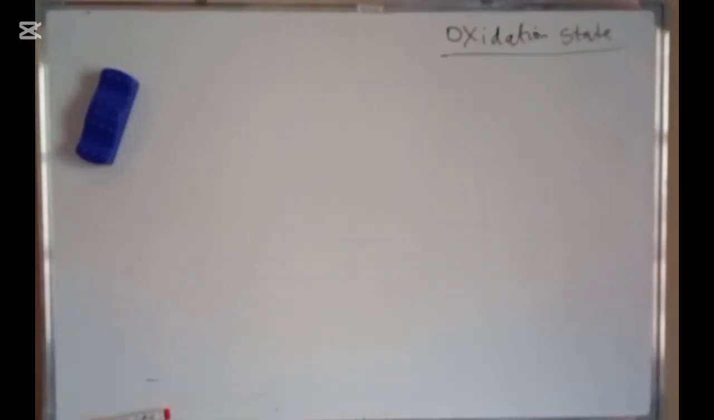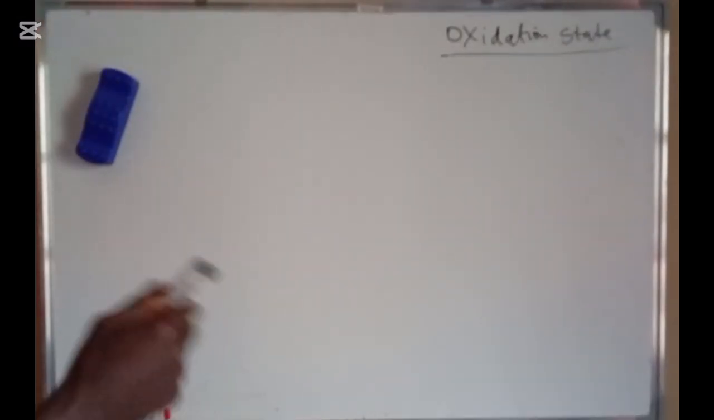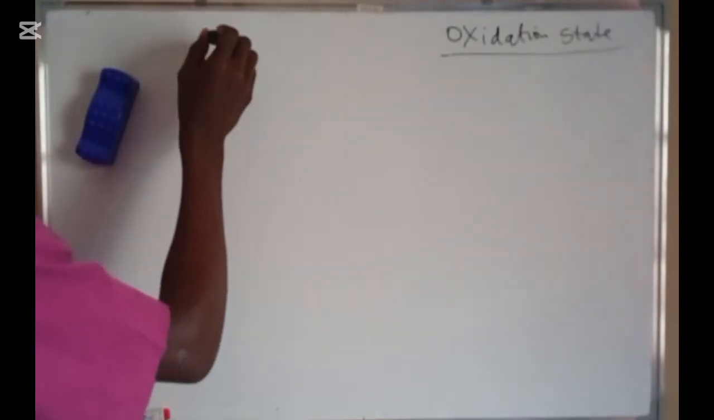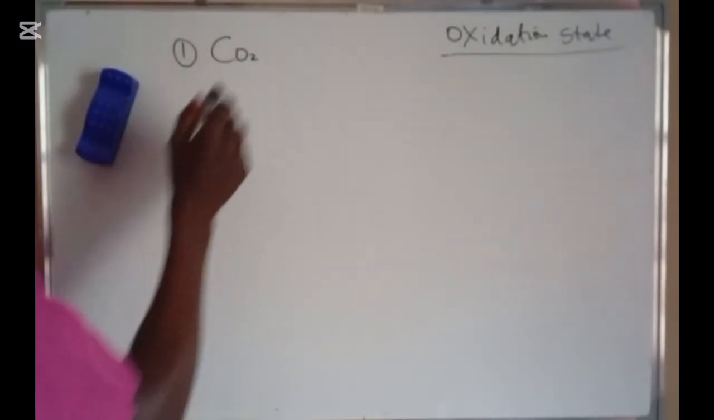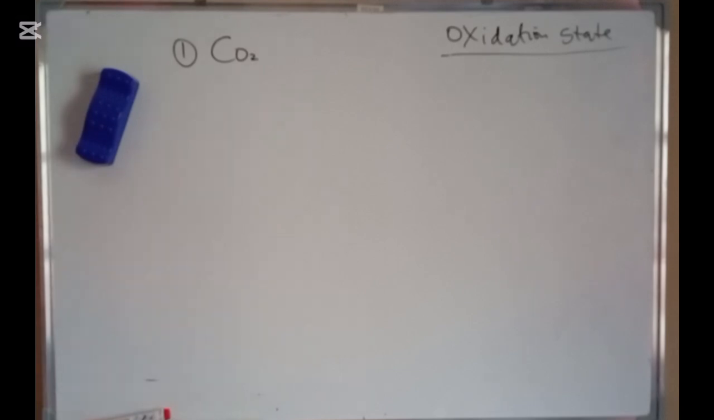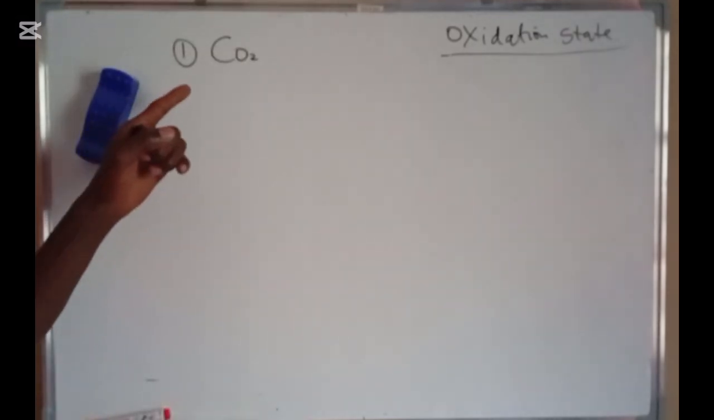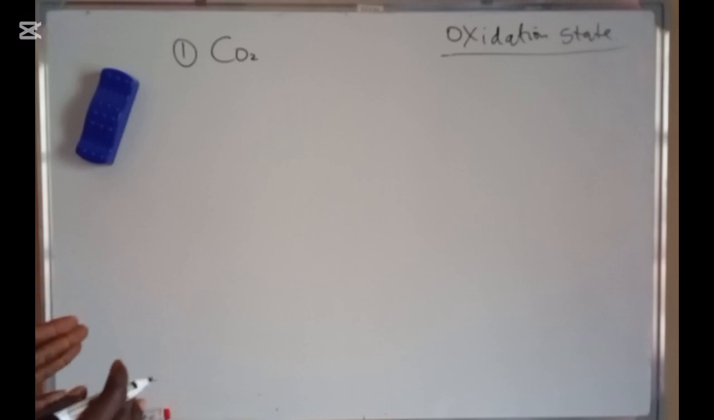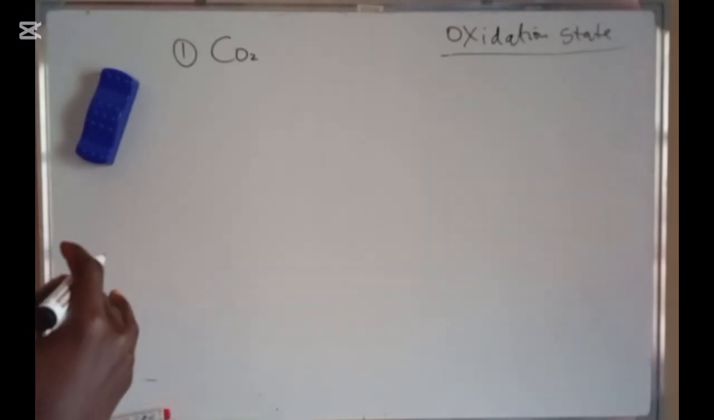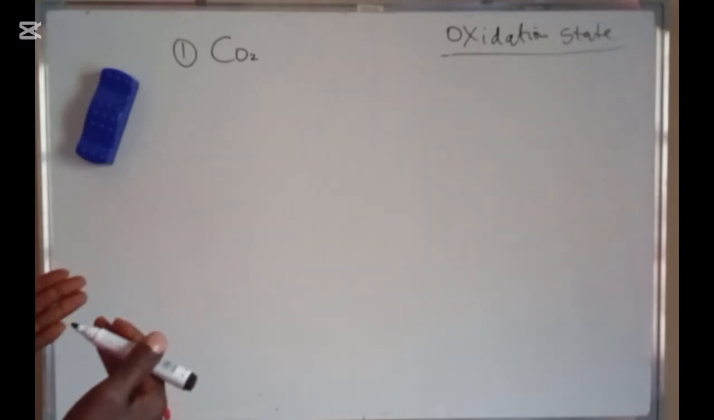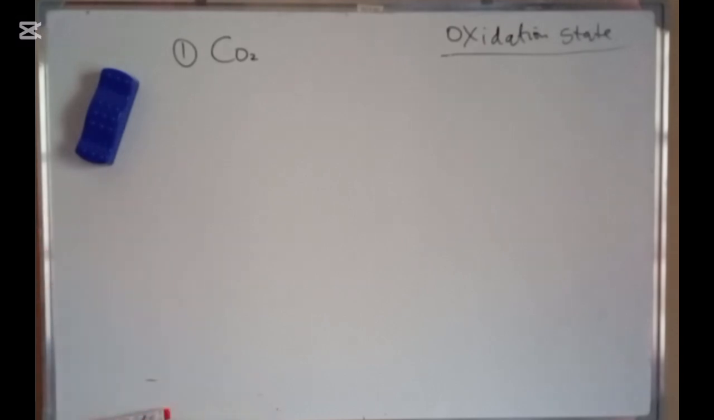Let's look at examples of some compounds where we need to calculate the oxidation state of some of the elements. Like number 1 here, carbon dioxide. Oxygen has an oxidation state of -2. Now to calculate it, we said oxygen is -2, then what's the oxidation state of carbon there? One thing to keep in mind is that when you have a neutral compound like this, there is no charge on the compound, meaning the sum of the oxidation states of all the elements in this compound is going to be 0.